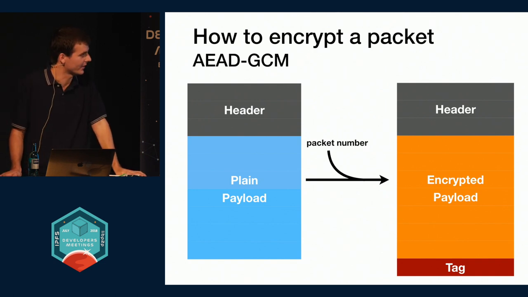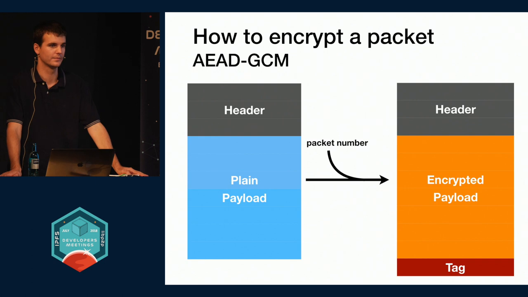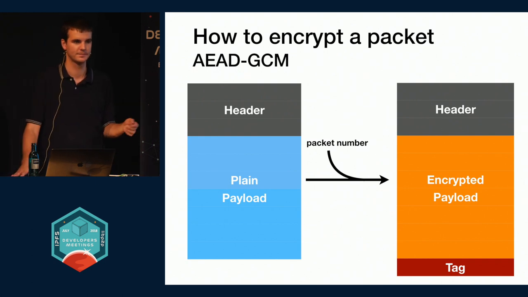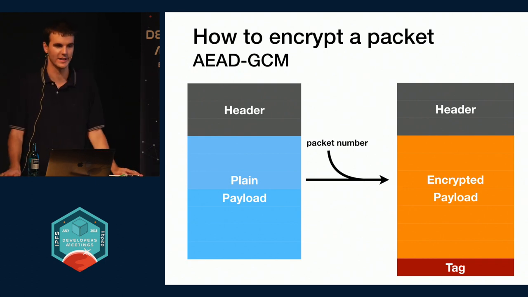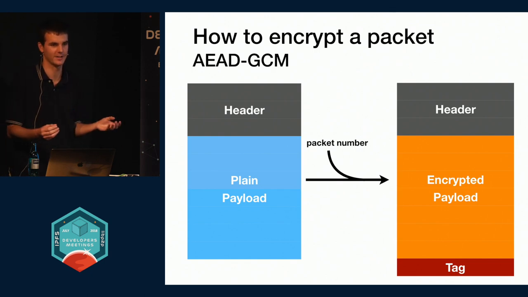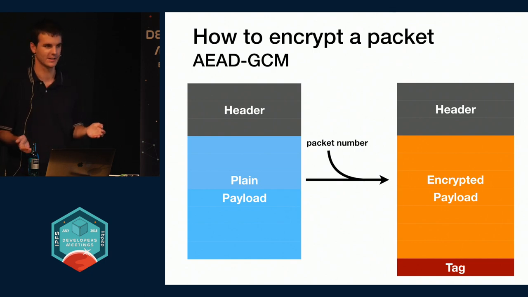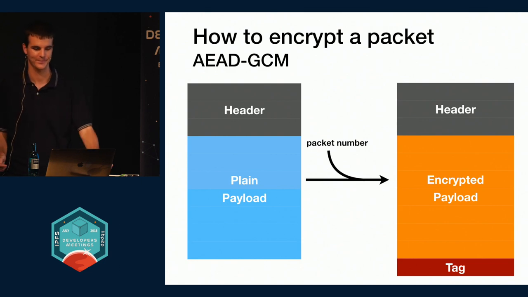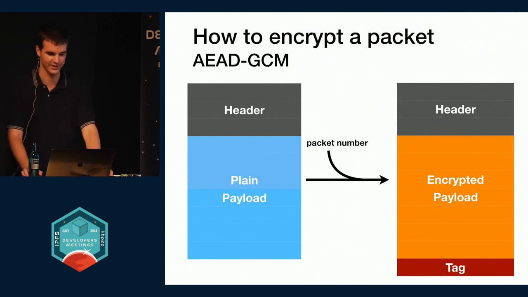So this is really, really good news, and it will help prevent ossification in QUIC. So first of all, almost everything is encrypted, so a middlebox can't do anything with that. But then even the unencrypted parts, it can read the fields, but it can't modify them. Otherwise, the connection will just break immediately.